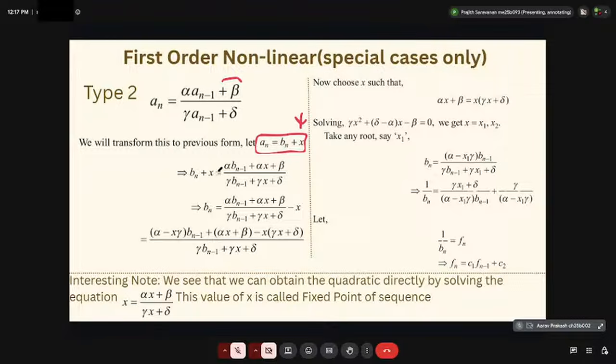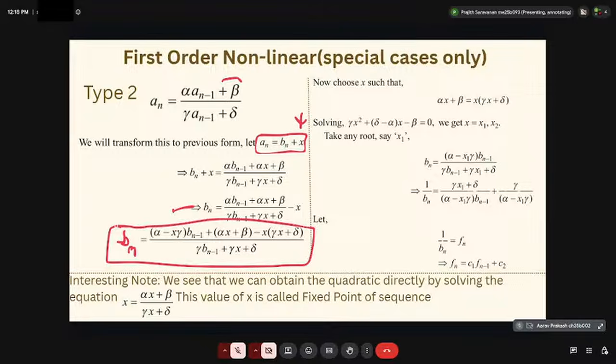So again, we do the same method. We will put a_n equal to b_n plus x back over here. We will simplify your numerator and denominator. Once you do that, you will get this. Once you simplify, you will get b_n equal to this expression.